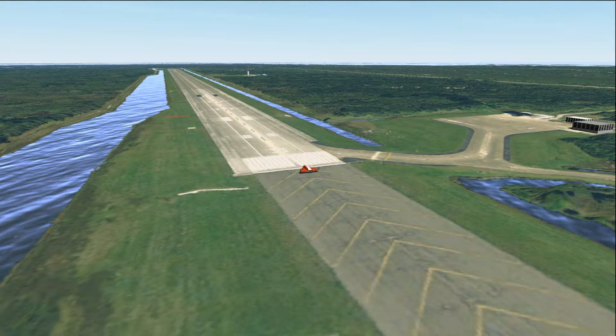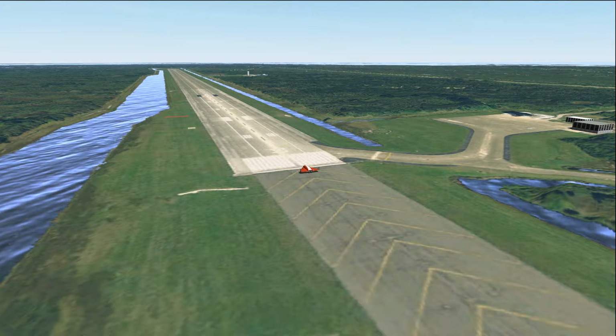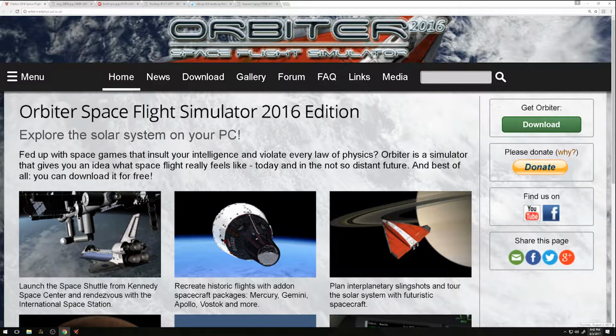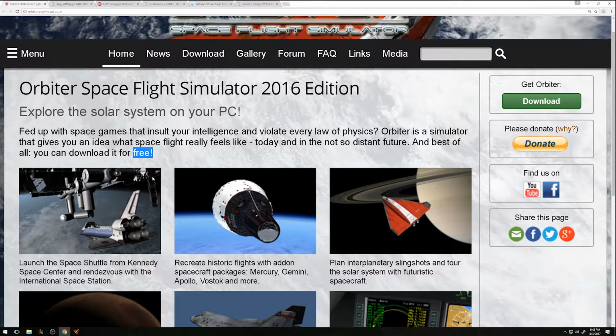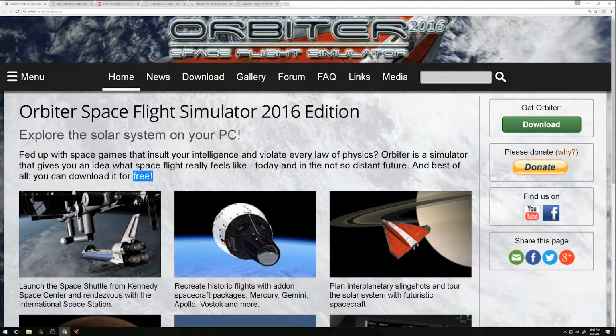This is Orbiter 2016. And let's see if I can tab over. So here it is, Orbiter 2016. And this is the space flight simulator. It's the 2016 edition. And I want to go ahead and show you something, guys, right here. See that? That's the word free. This program is absolutely 110% free. All right, it's been around since the early 2000s.